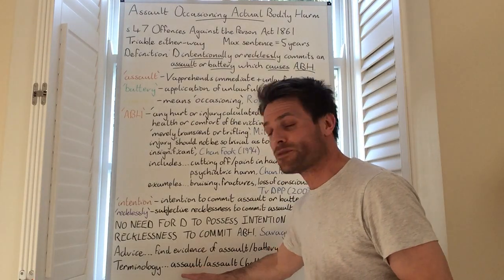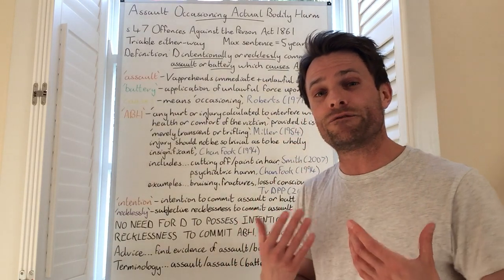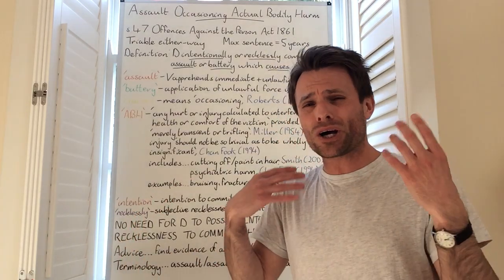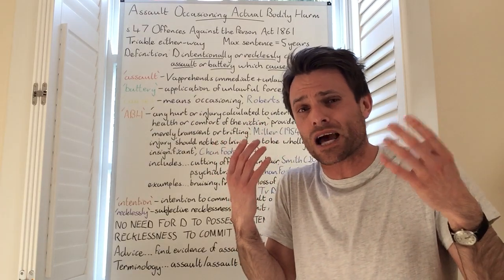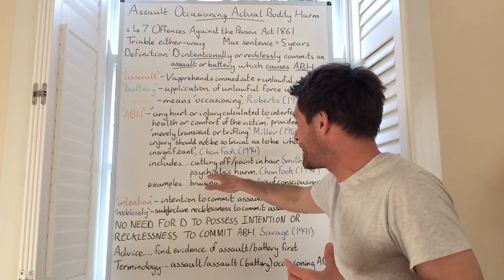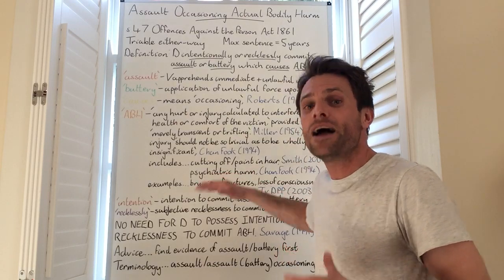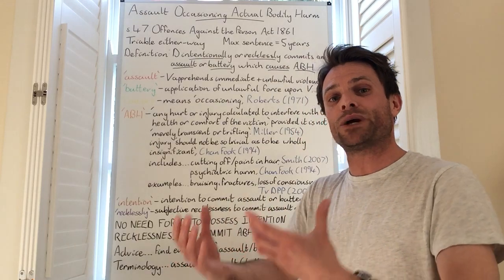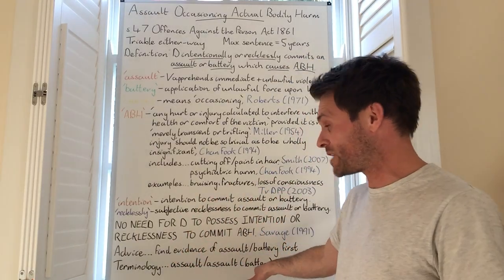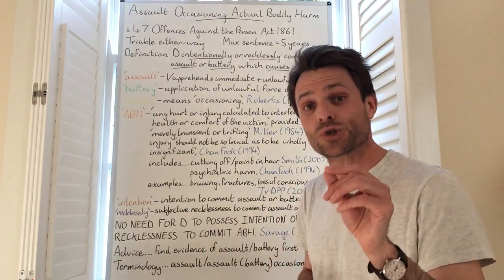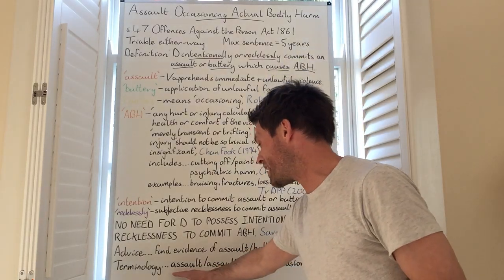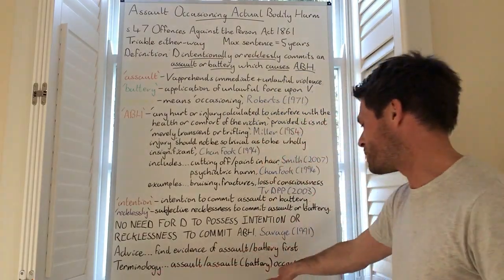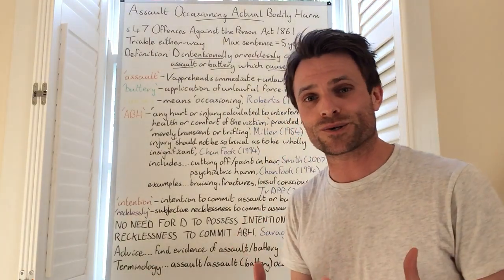Occasionally, though, you can have an assault. So maybe the victim just apprehends the use of immediate and unlawful force against them, and because their fear is to such an extent, it causes perhaps a psychiatric injury or psychiatric harm that can constitute ABH. And where you have ABH being caused by an assault without the battery, it may be uncommon, but it sometimes does happen. You just need to write assault occasioning actual bodily harm. So make sure you get your terminology right when it comes to writing your scenario answers.